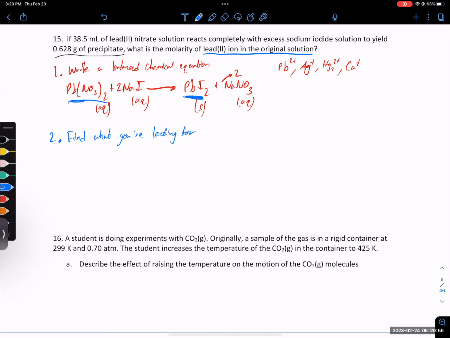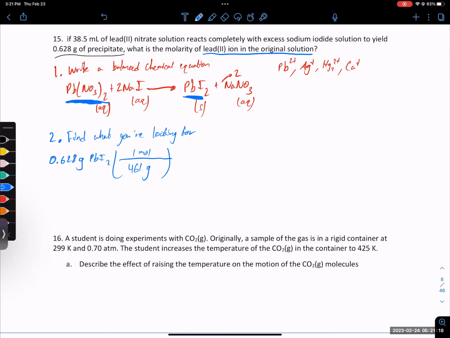Why? Exactly, you need to look for the lead ion. So you're gonna go right here. All right, so let's do out the math. 0.628 grams of PbI2, because that's a precipitate. Our molar mass is a large 461 grams in 1 mole.